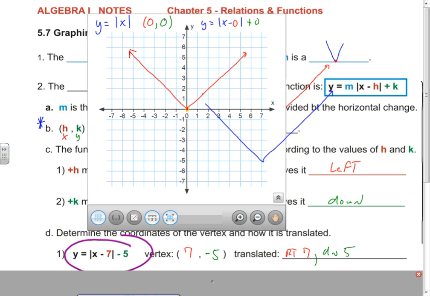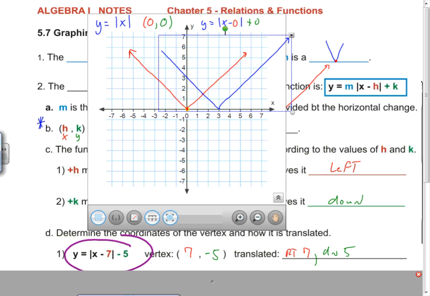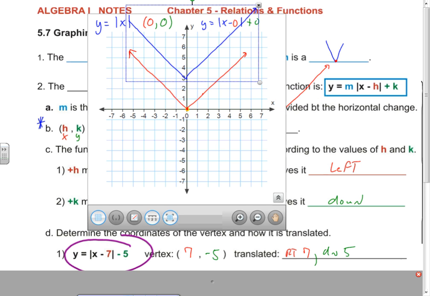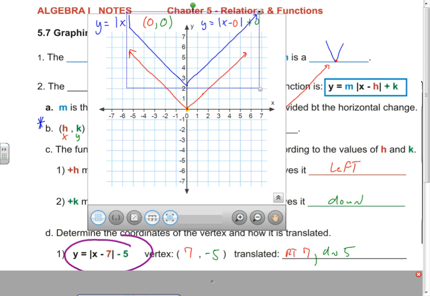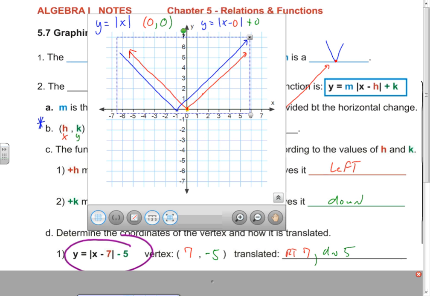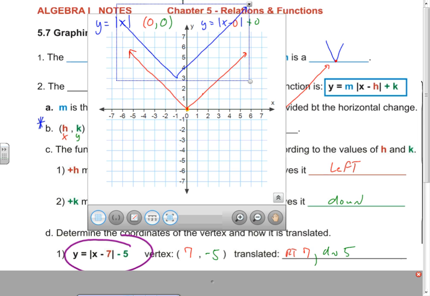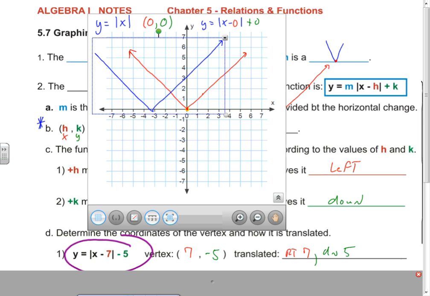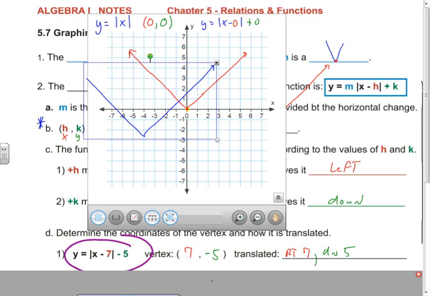7 to the right and 5 down. Pretty cool, huh? And you know, it can be translated anywhere. We could go just 3 to the right and nothing up or down. We could go nothing to the right or left and 3 up. We could go nothing to the right or left and 4 down. We could go 1 to the left and 3 up. We could go 4 to the left and 2 down.